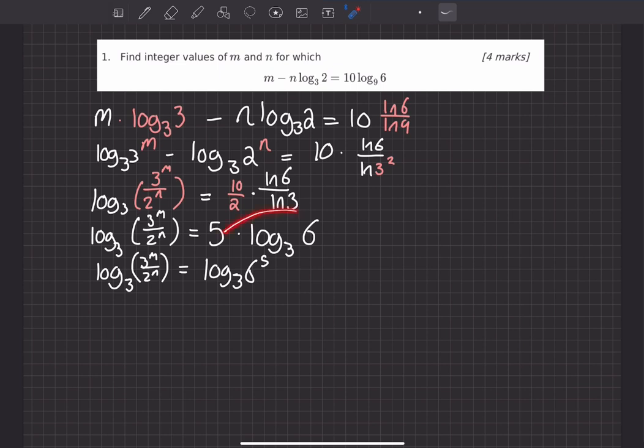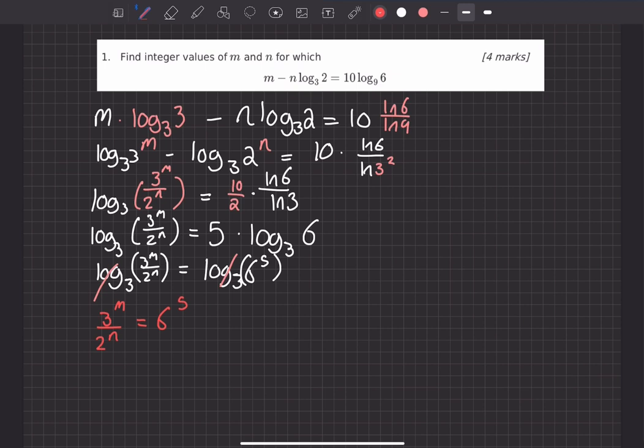We again, since it's multiplying, we just move this up here. And what we can do next is, so log base 3 of a number equals log base 3 of a number, right? So basically what we know is that this number and this number are the same. Since the outside is the same, the inside has to be the same. So what you can do is you can just ignore the logs for now. You can just cross them out. And what we have is 3 to the power of m over 2 to the power of n equals 6 to the power of 5, right?